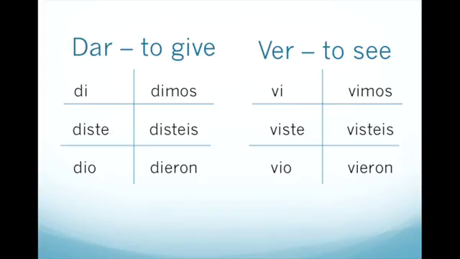Notice how they have no accents and they conjugate very, very similarly, meaning the only difference is one starts with a D and one starts with a V. And that is the preterite tense.